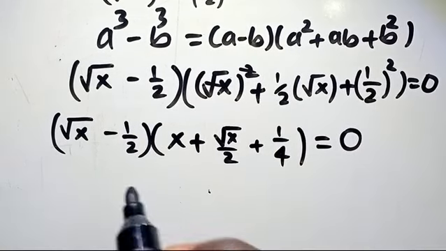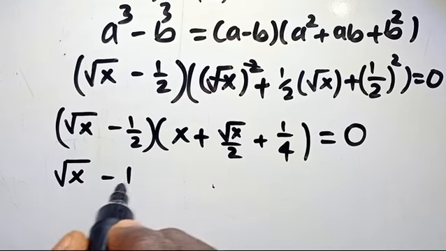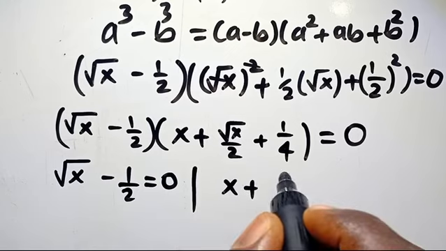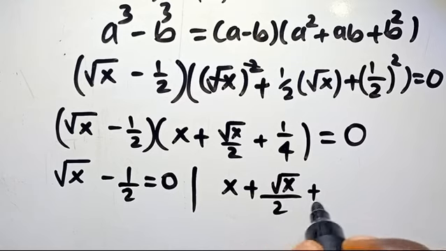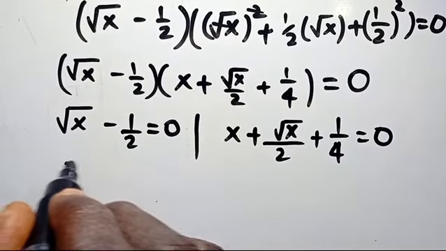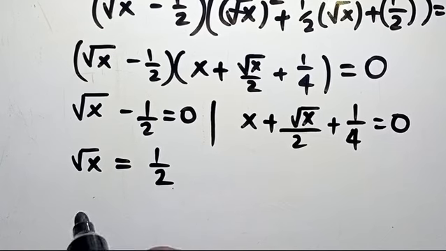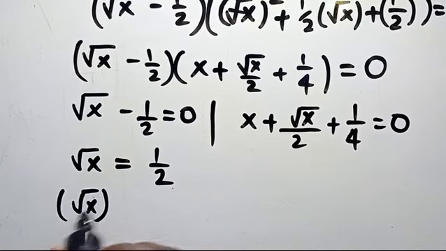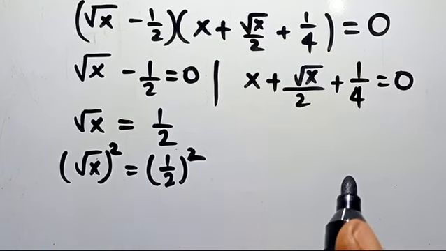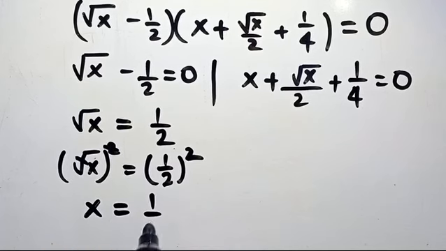Now from here, by applying the zero product rule, either we have root x minus 1 over 2 equals 0, or we have x plus root x over 2 plus 1 over 4 equals 0. Now from here we have root x equals 1 over 2. Then square both sides, this will be (root x) square equals (1 over 2) square. So x will be equal to 1 over 4.